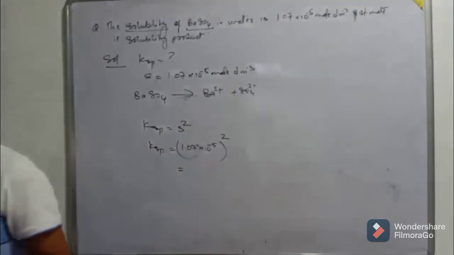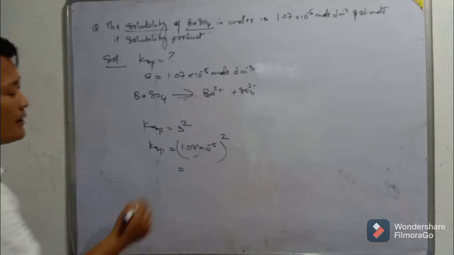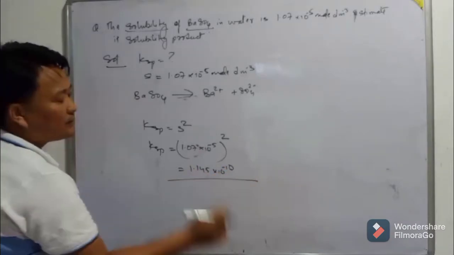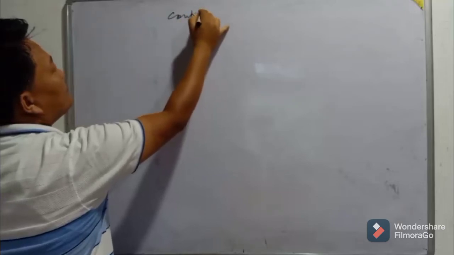Answer will be how much it is? Answer will be 1.145 into 10 to the power minus 10 C. Answer.